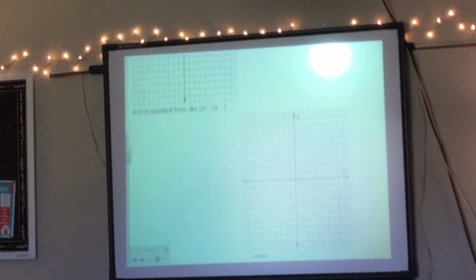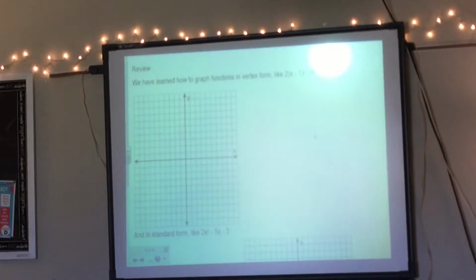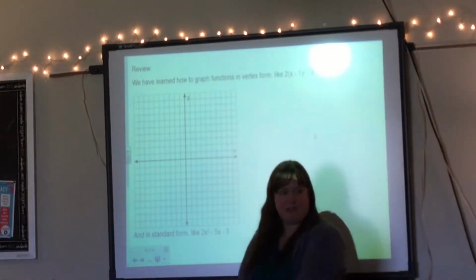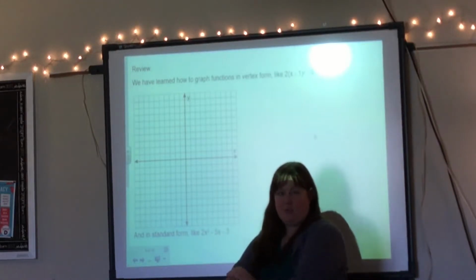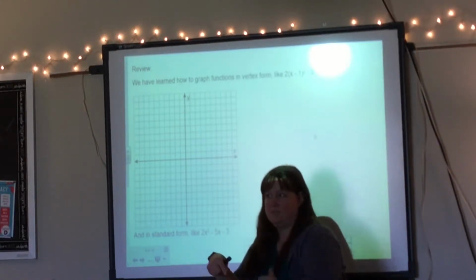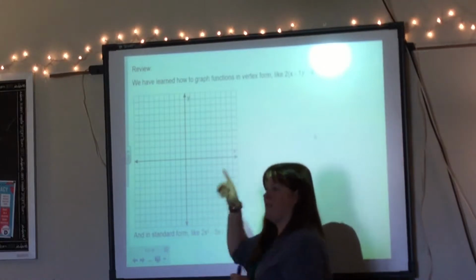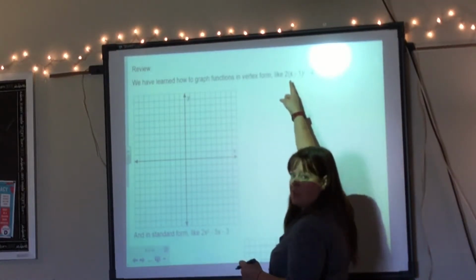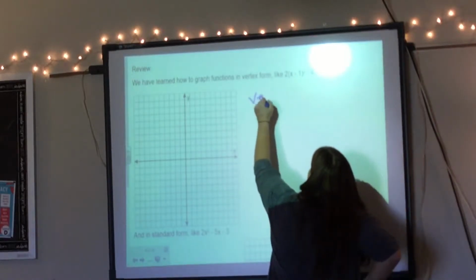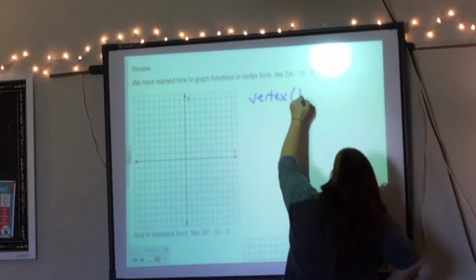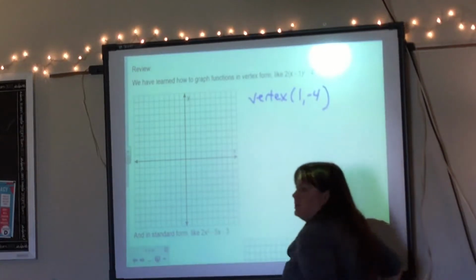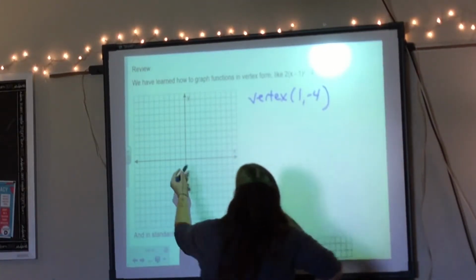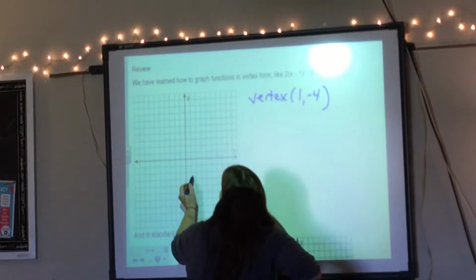Okay, so if we have this one, 2(x minus 1) squared minus 4, let's figure out how to graph that. Do you guys remember what form it is? Vertex. Okay, and then you just find the vertex. This tells us our vertex is at (1, -4). So we use that to graph our vertex. We go over 1, down 4: 1, 2, 3, 4.